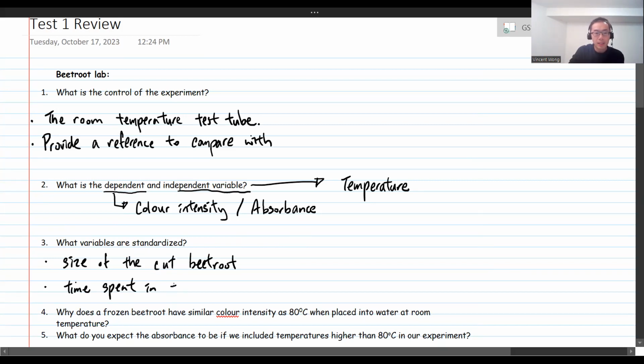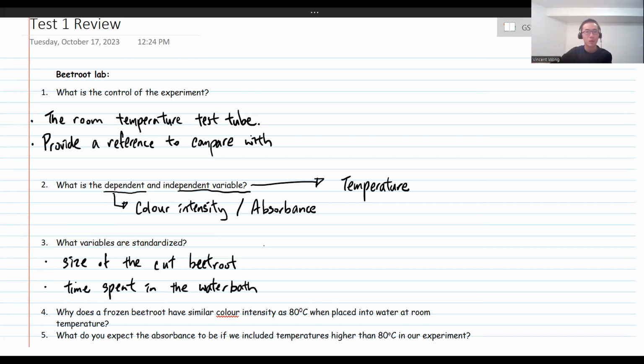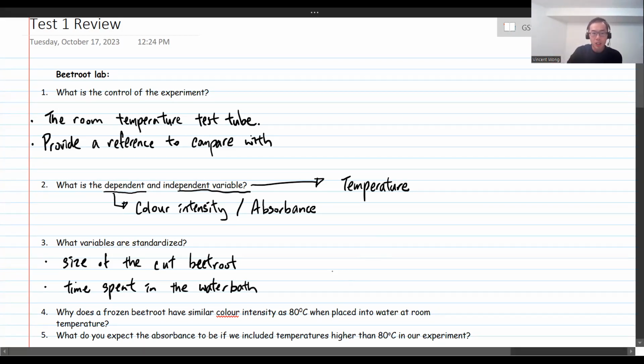Time spent in the water bath, the 20 minutes. If you leave it in the water bath for too long, then you might have an overdevelopment of color. Everything eventually leaks out if you give it enough time. And if you leave it in for too short, you prevent it from reaching the temperature, and you're not going to have sufficient color development. So you just need to leave it in for the right amount of time.